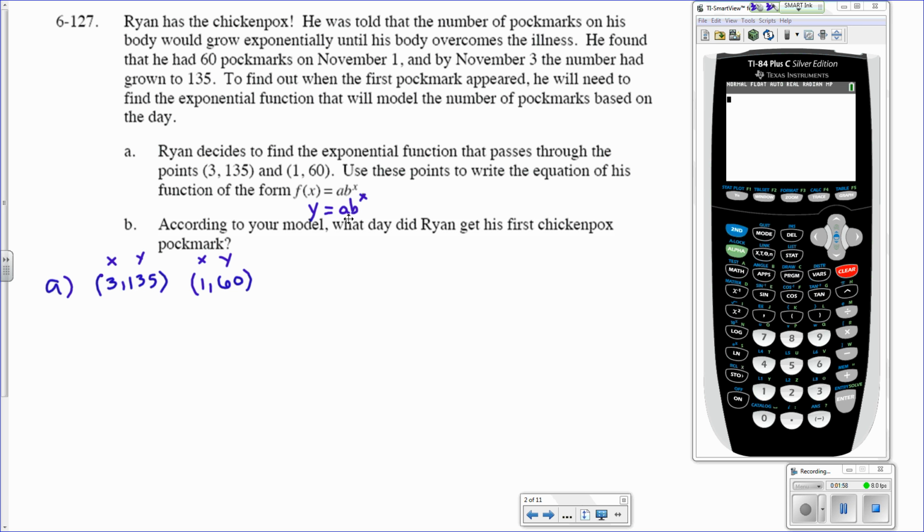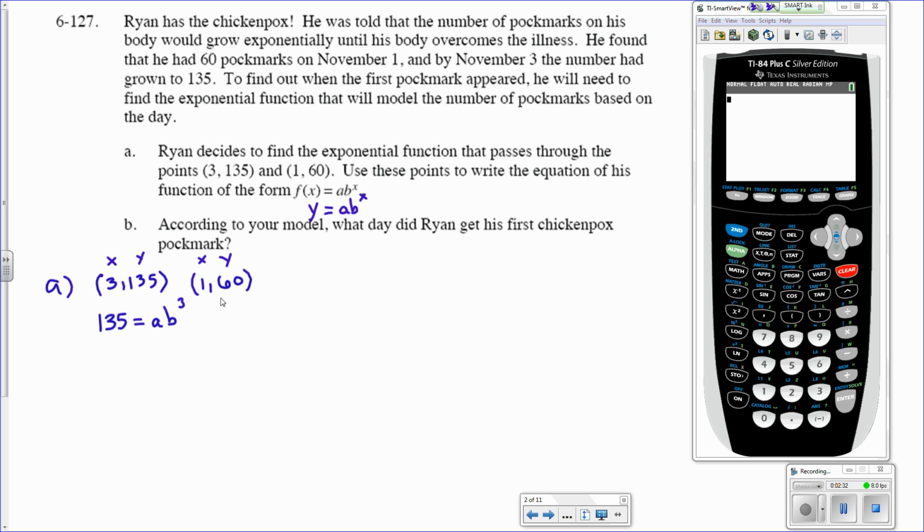Since there's 2 unknown values, we're going to have to use 2 equations in order to determine what those values are going to be. So let's start out here by just substituting in what we know. If this point is on the function, when we plug in 135 for y, it should equal a times b to the 3rd power. We're just simply putting in our 3 for our value of x.